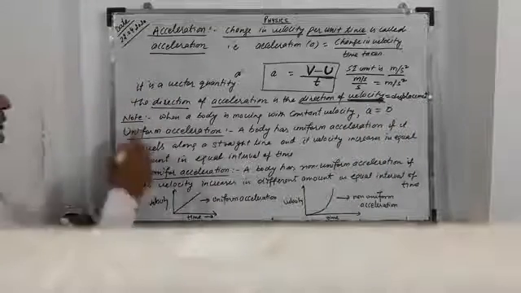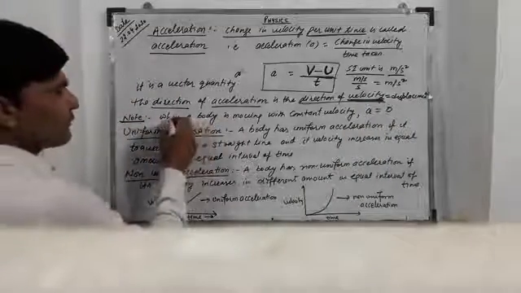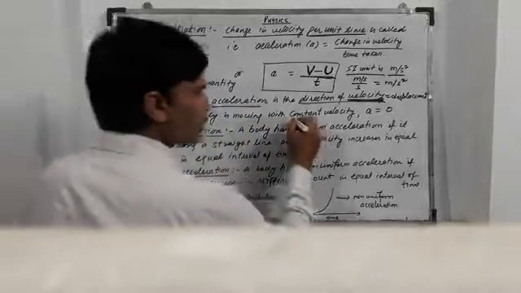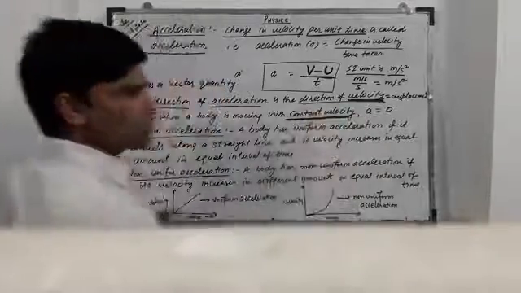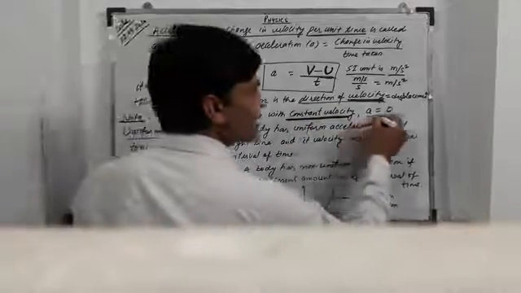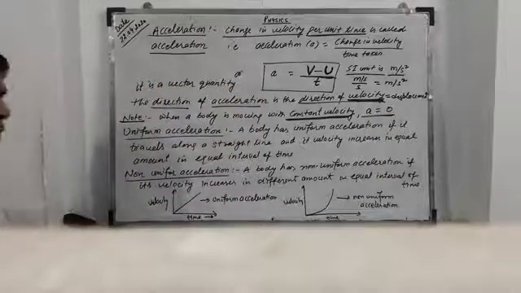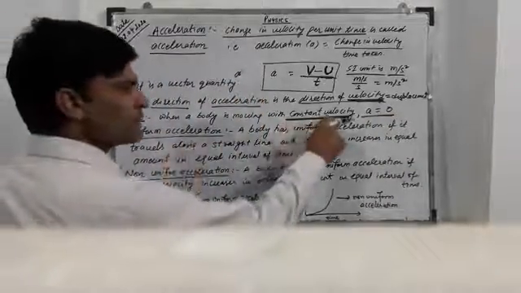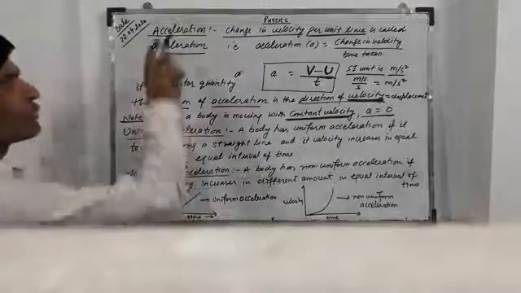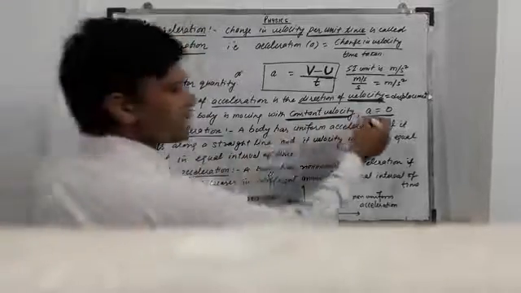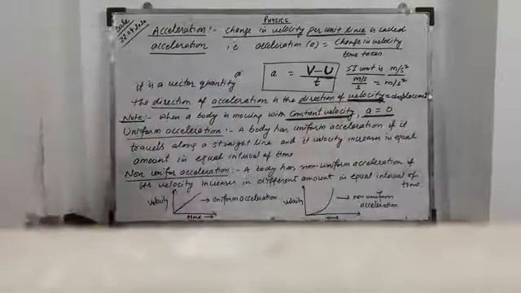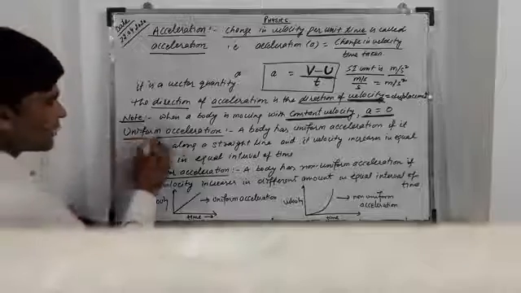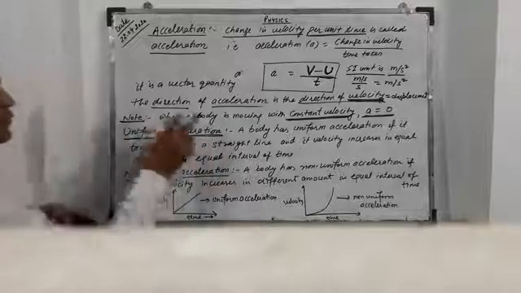Note, if a body is moving with constant velocity, meaning velocity does not change, then acceleration is equal to 0. If a car is moving with constant velocity, then it is not accelerated, its acceleration is equal to 0.